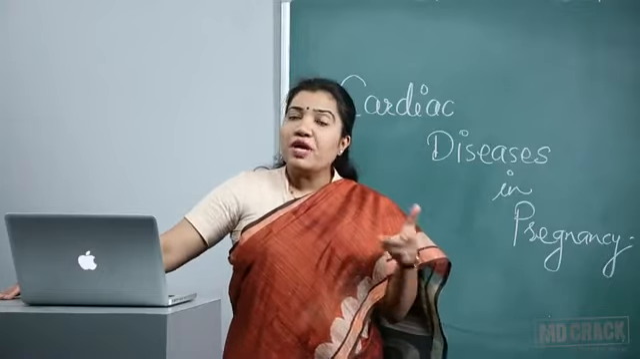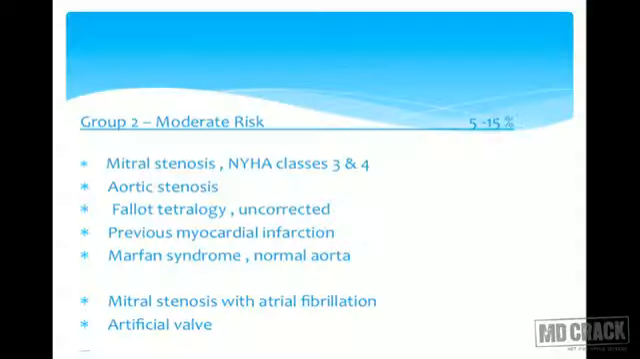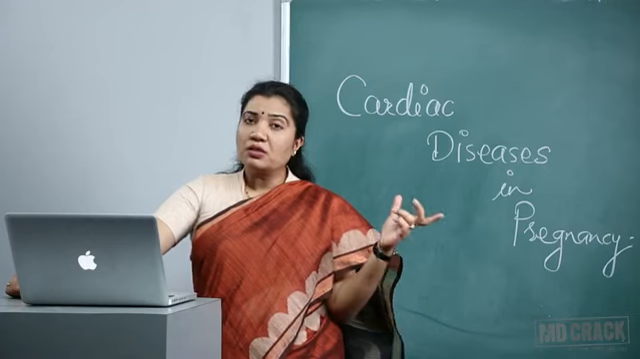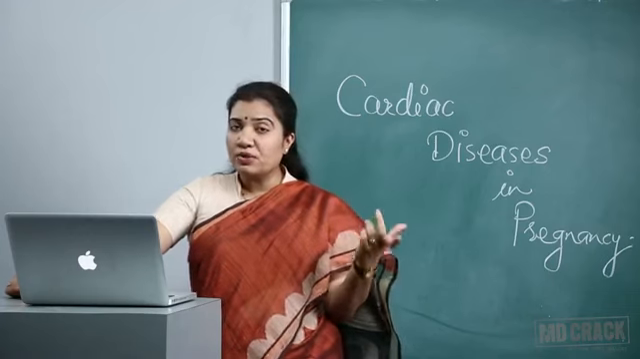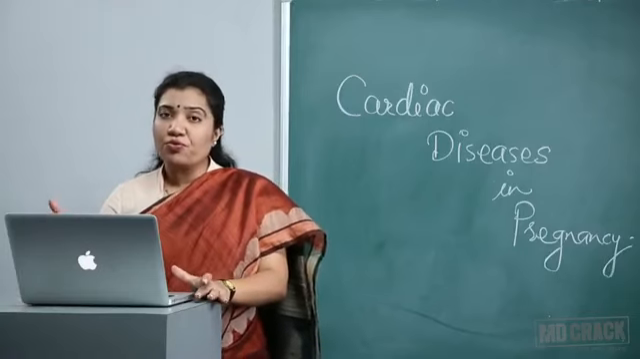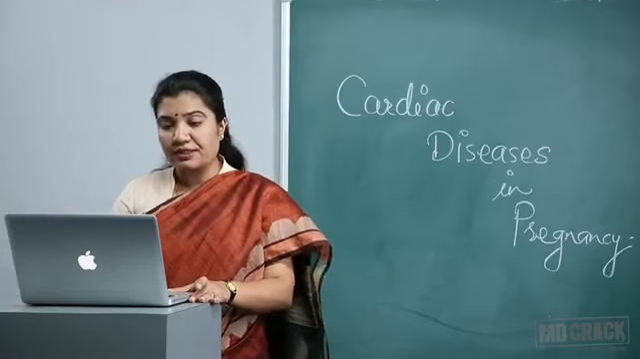In minimal risk, we had congenital heart diseases. Fallot's tetralogy, if uncorrected, falls in group 2. Also previous myocardial infarction, Marfan syndrome with normal aorta, mitral stenosis with atrial fibrillation, and artificial valve. So any surgery done, and in class 1 it was a bioprosthetic valve, over here it is an artificial valve. So the risk of mortality is higher in this class.